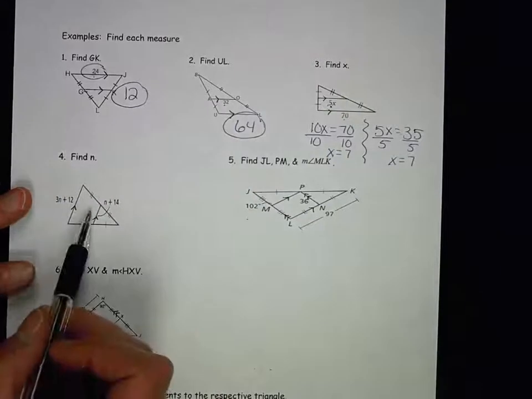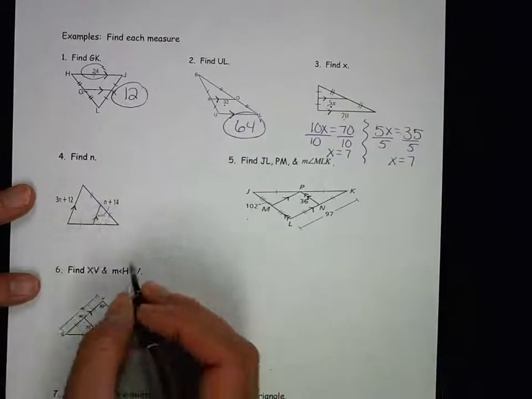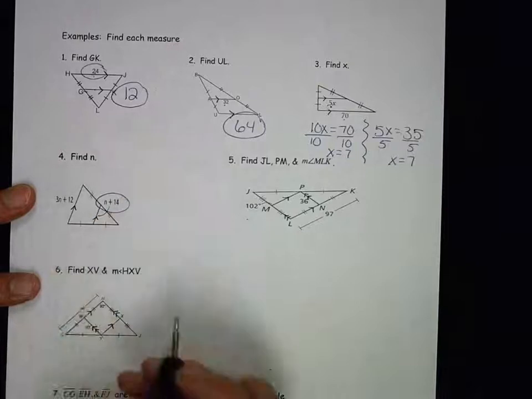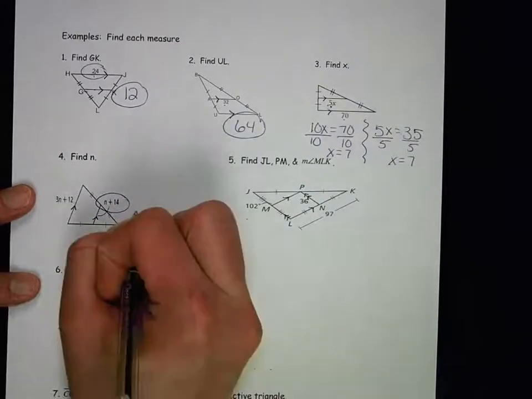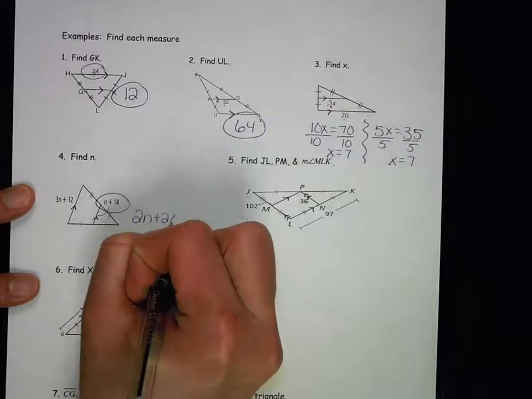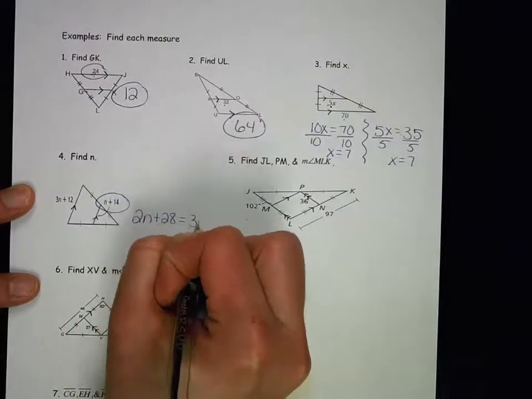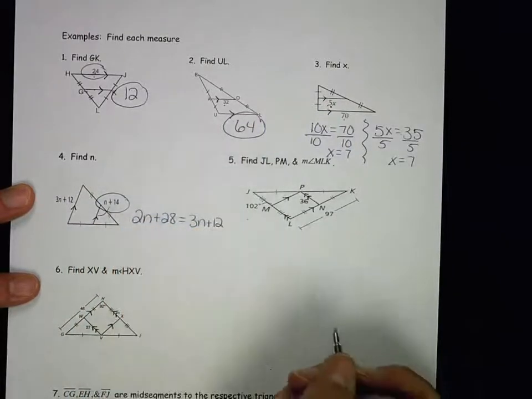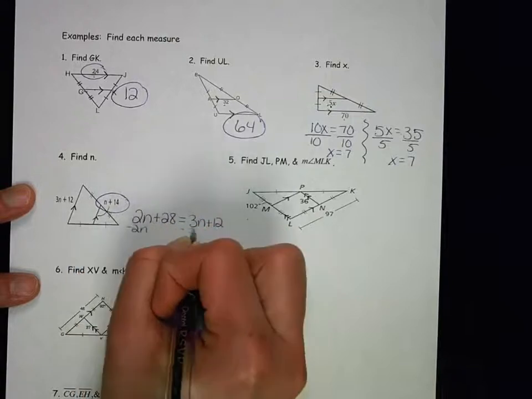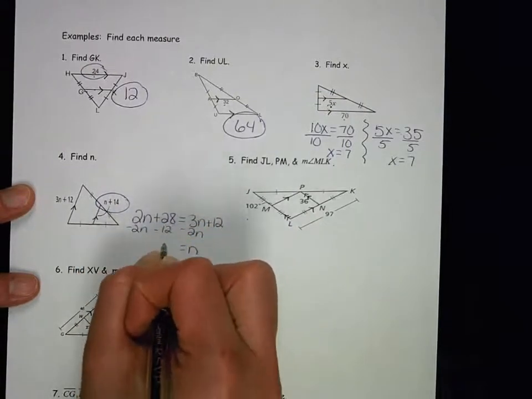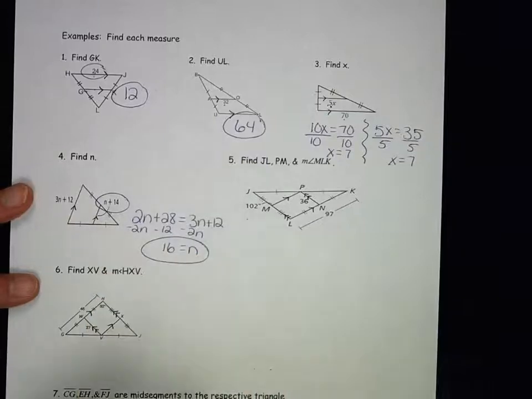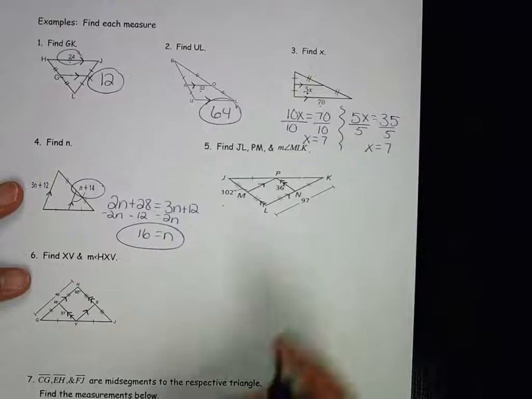So if you look at number 4, on number 4, I choose to double the middle, because if I take half of this, I'm going to end up with a decimal. So if I double the middle, I'll get 2n plus 28, and that's going to equal 3n plus 12. If I subtract the 2n, I'll get n, and if I subtract the 12, I get 16, and then that would be my answer.